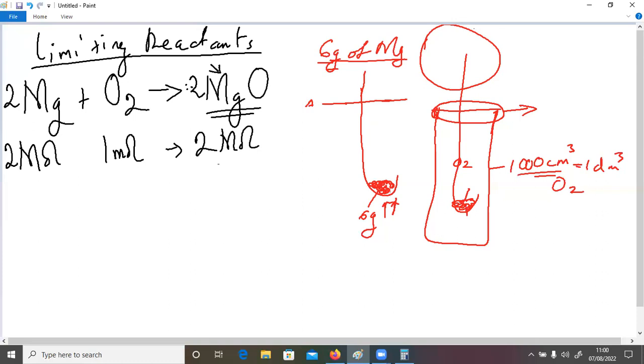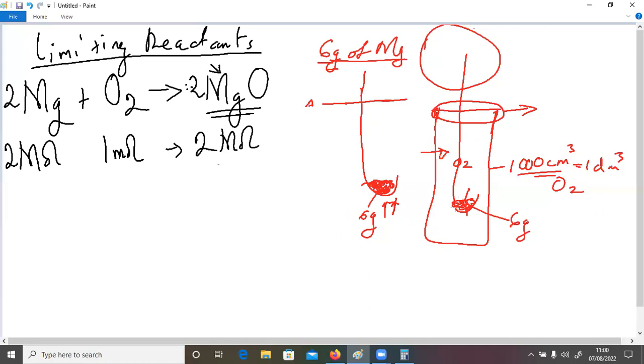Under normal circumstances, when you have excess oxygen, the magnesium is supposed to burn completely so that you have only white powder remaining. But what will happen is that if I have 6 grams of magnesium here, it will start burning, and then it will use up all the oxygen in this gas jar. And after that, the reaction stops.